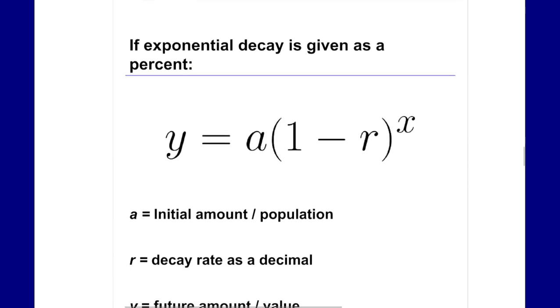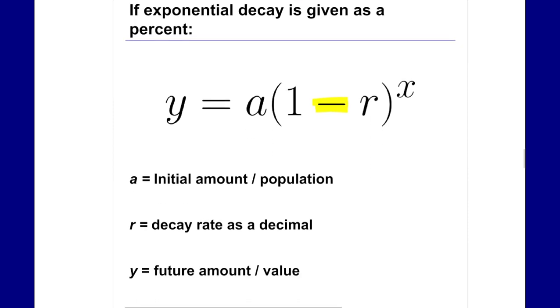Similar to if the exponential decay is given as a percent, right? If we're told that it's decreasing or decaying by a certain percent, or there's a certain percent remaining every year, we can use a similar formula, y equals a times 1 minus r to the power of x. So very similar to the other formula for exponential growth. The only difference is instead of adding an r, our rate, we're subtracting our rate, which makes sense because it is a decay, not a growth.